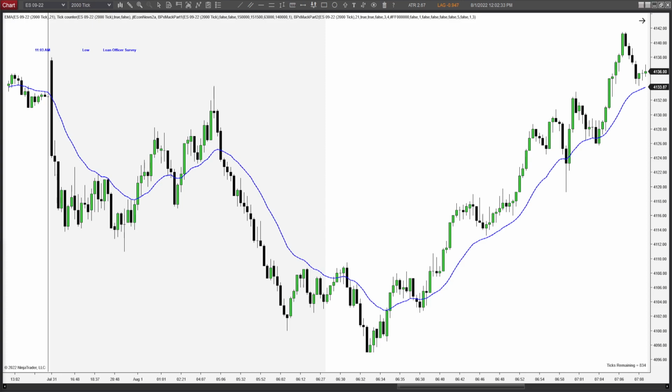Hey guys, today I'm making a video on how to count first and second entries for going either long or short. Right now I have a naked chart with no annotations, and we're going to start at the open of today's price action and just go through when to be looking for first and second entries, going either long or short, and how to count them.